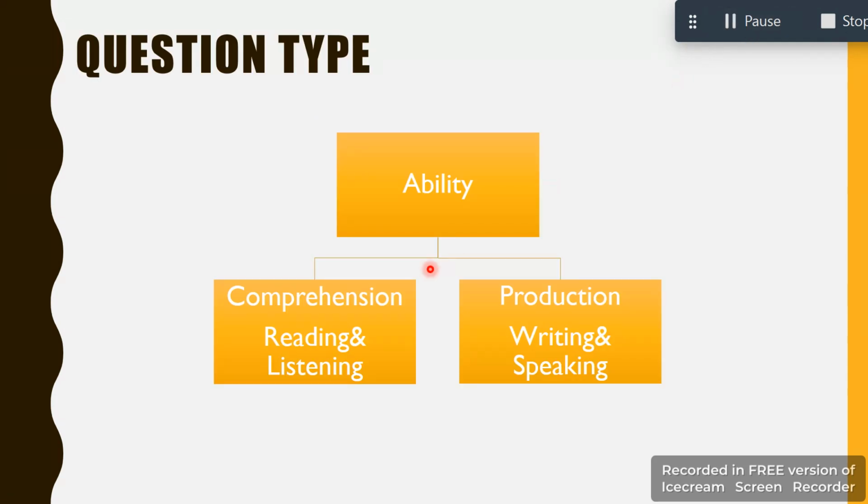Based on the ability that the test questions are testing, we're dividing all the types of questions, the 10 types, into 2 categories. There are some questions that will be testing your comprehension ability, like reading and listening. And there are types of questions that will be examining your production, like question types that involve writing and speaking. So we divide all of the questions based on the ability they test into 2 categories: comprehension and production.